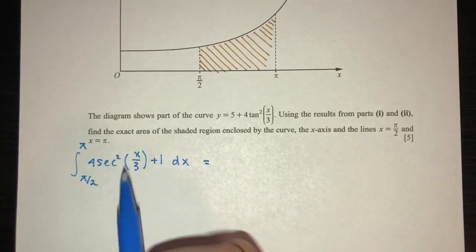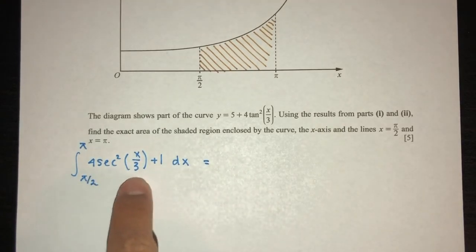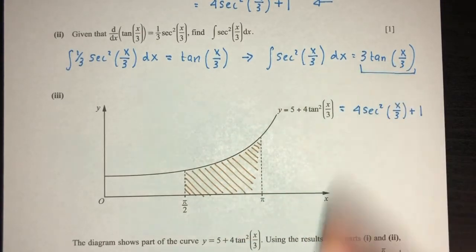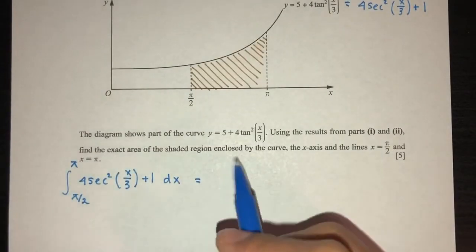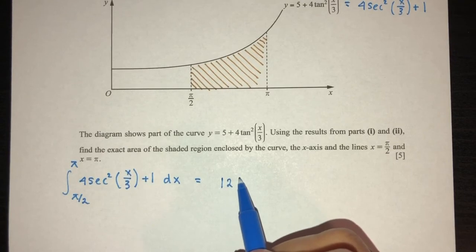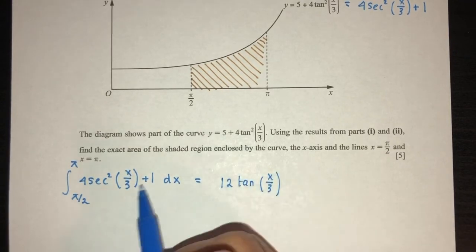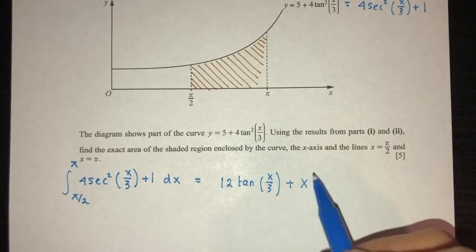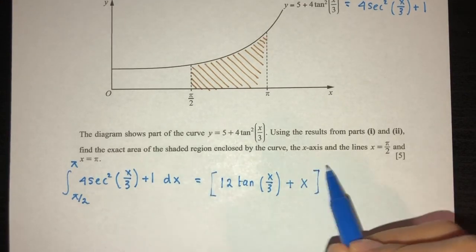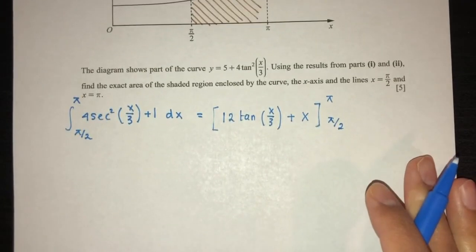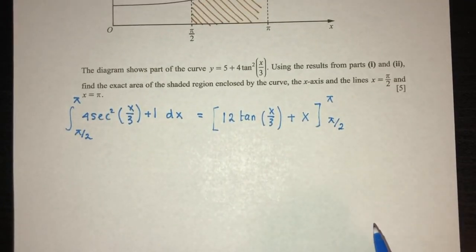So that will give you what? You know that integrating this will give you 3 tan x over 3. So we have 4 here. 3 times 4 is 12. That will give you 12 tan x over 3, and this will be plus x, with limits between pi and pi over 2. So let's do that. We just have to replace the values now.